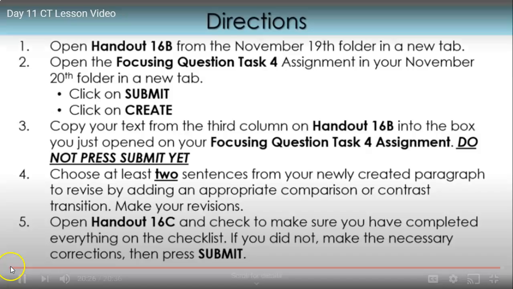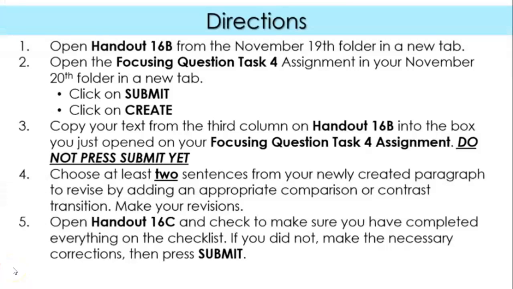Proofread your work. Read over it. Read it out loud. Read it to a friend. Read it to your parents. Whatever. Before submitting it. Okay? Bye-bye.